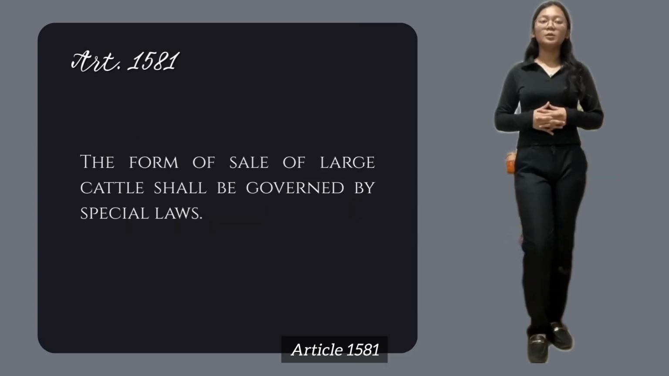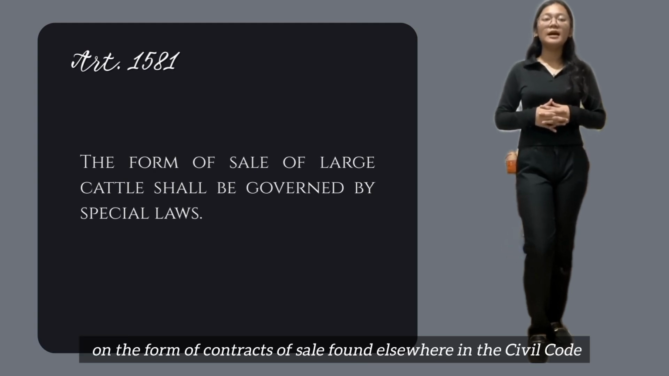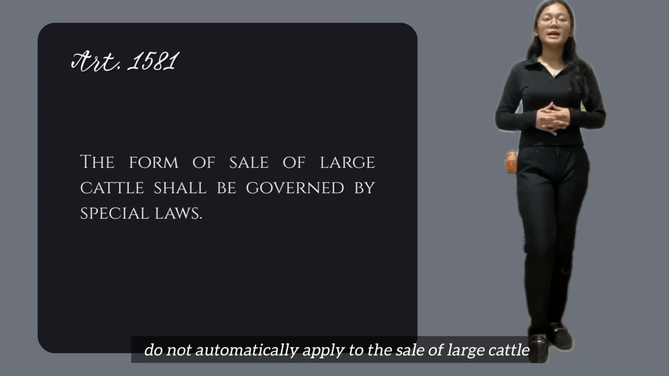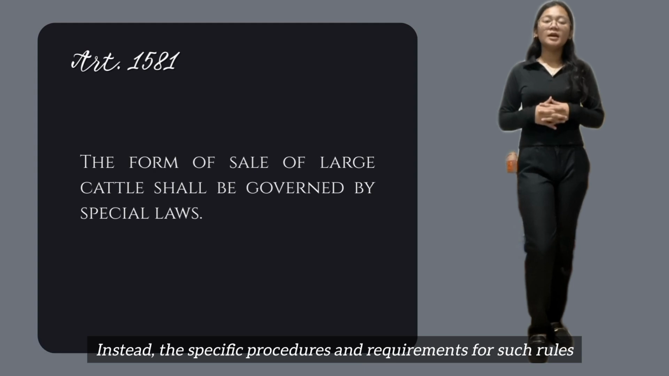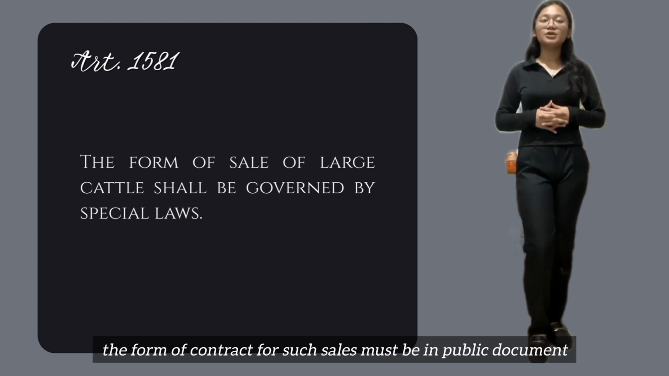Article 1581. This provision essentially states that the general rules on the forms of contracts of sale found elsewhere in the Civil Code do not automatically apply to the sale of large cattle. Instead, the specific procedures and requirements for such rules are dictated by special laws enacted for that purpose. The form of contract for such sale must be in public document.